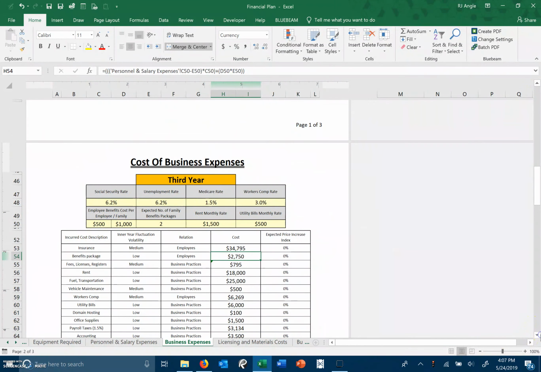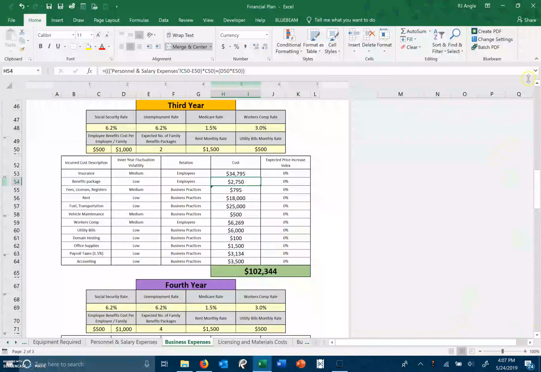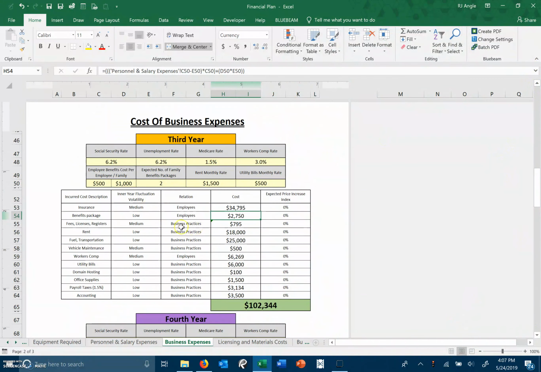This is something I want you guys to be aware of and plan for accordingly. This is not cheap. And it is something that is going to be an incurred cost of your business if you're planning to start one. Benefits packages are going to be increasing because I have more employees. And my fees, licenses, and registrations, you can see that increased cost is there.